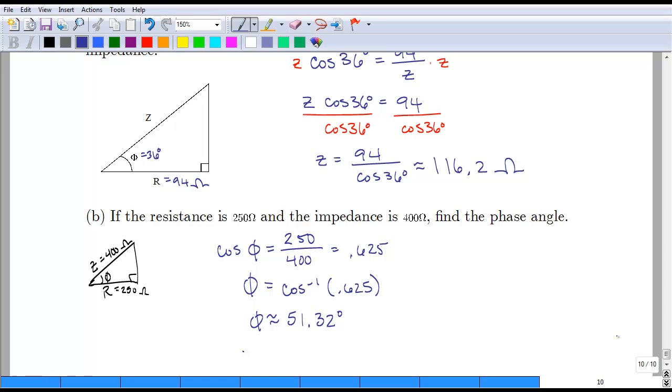So this concludes the video for section 3.4, which talked about applications of right triangles. Please go online now and complete your homework for this section, and then complete the quiz for chapter 3.